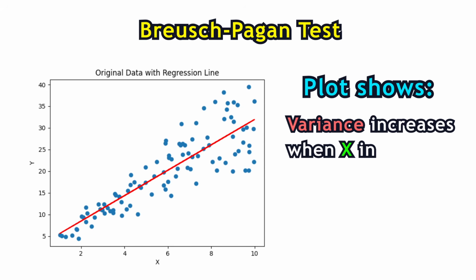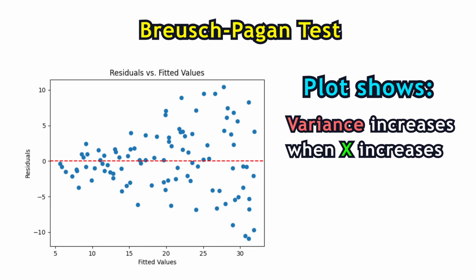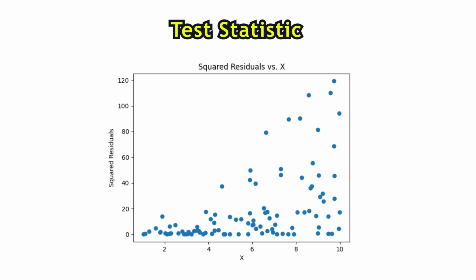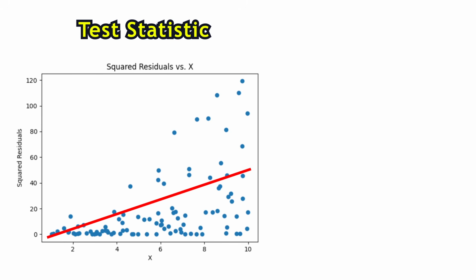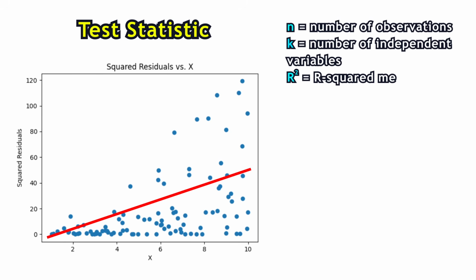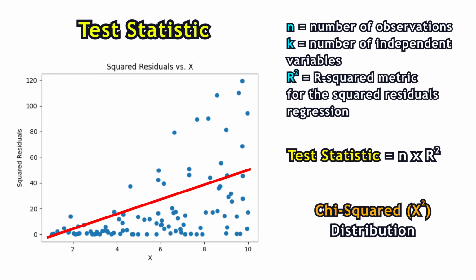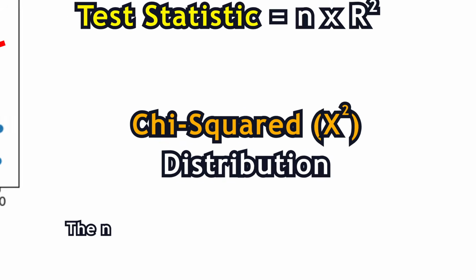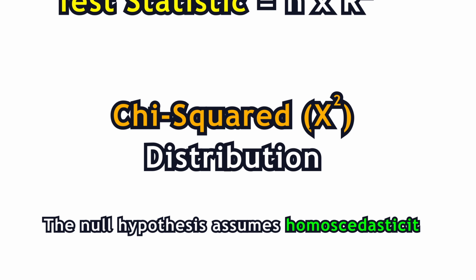Statistically, you can use the Breusch-Pagan test. It tests whether the variance of the residuals is dependent on the predictor variables. The test statistic is achieved by regressing the squared residuals on the original independent variables. You then use the F-test or chi-square test to test the joint significance of the coefficients. The null hypothesis assumes homoscedasticity.